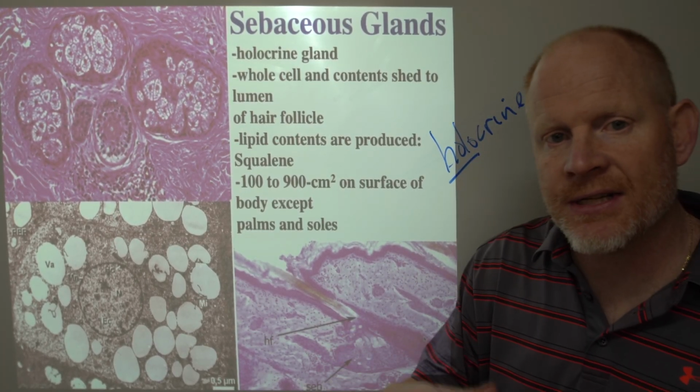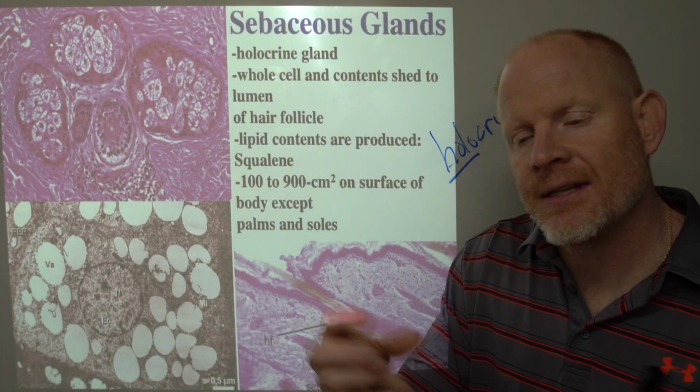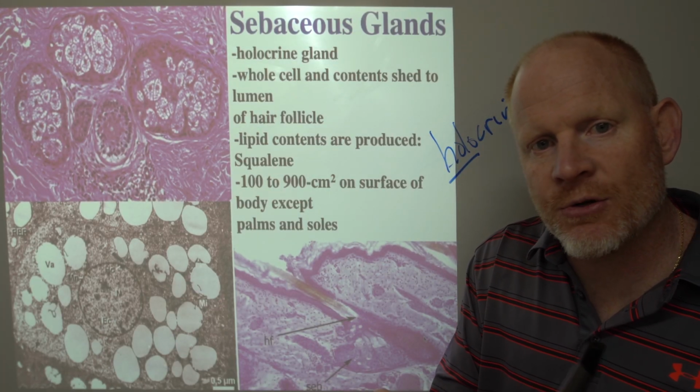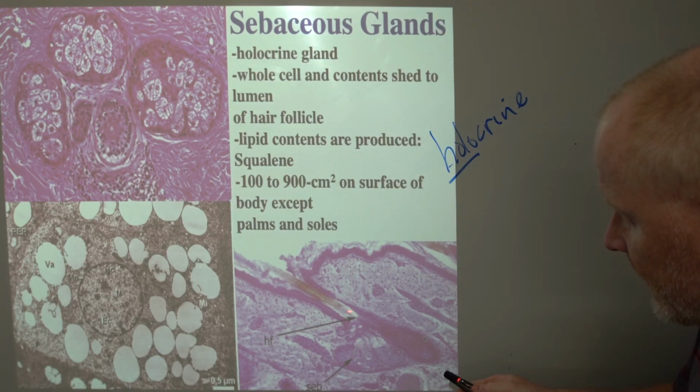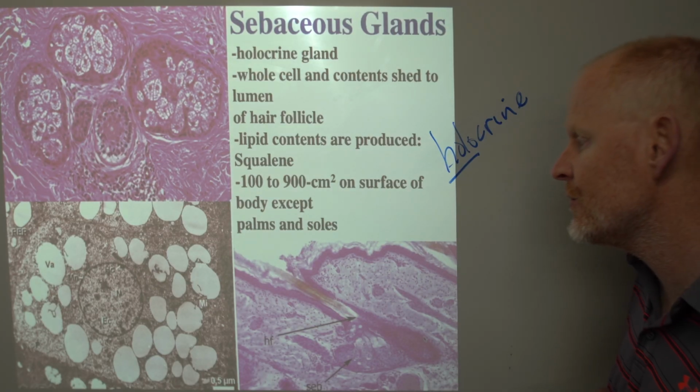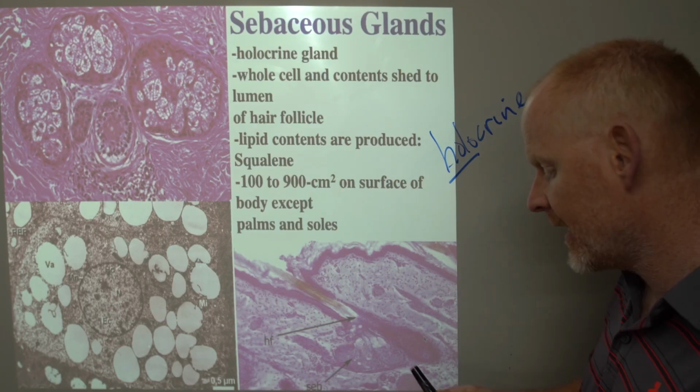And so some of the cells continually divide by mitosis, differentiate, accumulate squalene, die, and break open in the lumen and release the oil and all of the cytoplasm and cellular contents into the hair follicle.